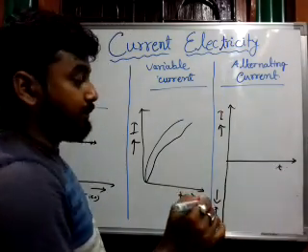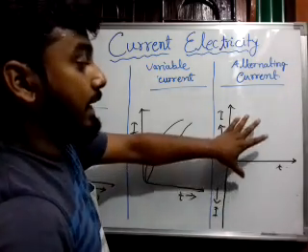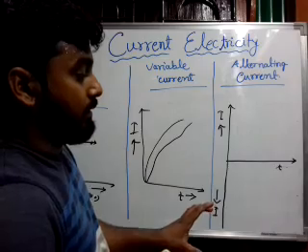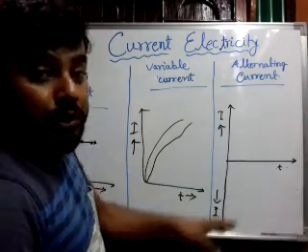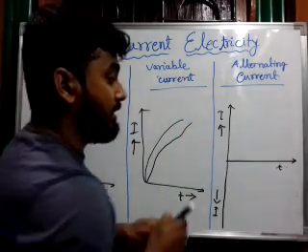What is alternating current? Alternating current means at any instant of time the magnitude of current changes continuously and periodically reverses its direction.